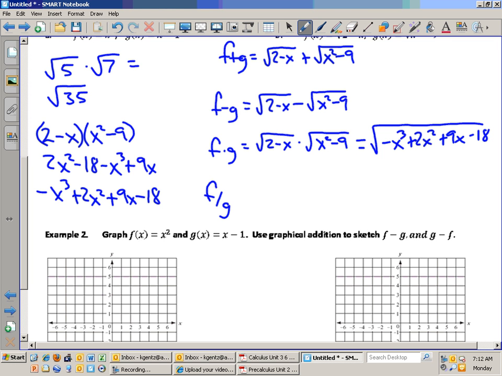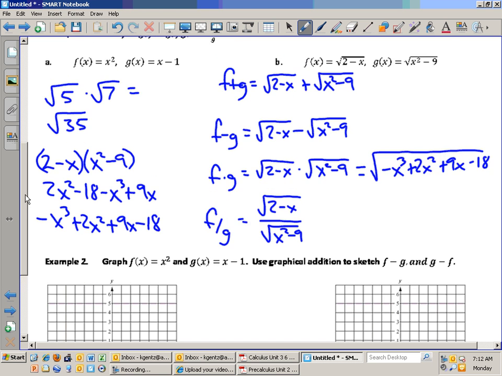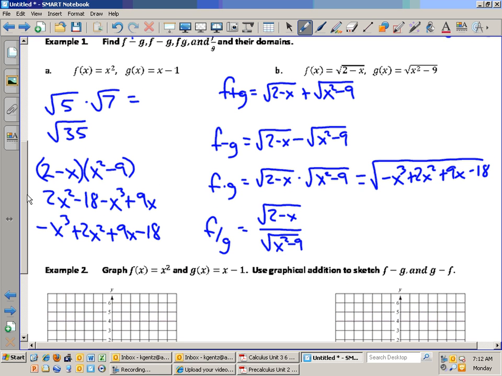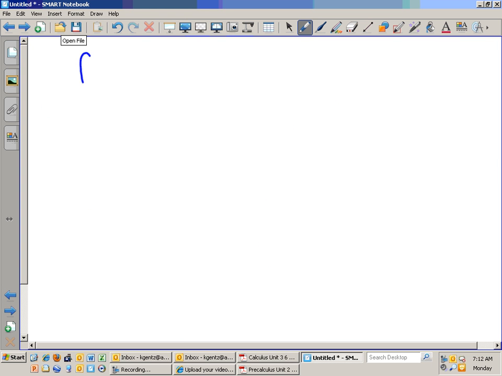f divided by g would just be the square root of 2 minus x over the square root of x squared minus 9. Now, what's really important here is that we identify the domain. Domain's a little bit trickier. I'm going to use a separate sheet of paper here. Let's see, we got 2 minus x.